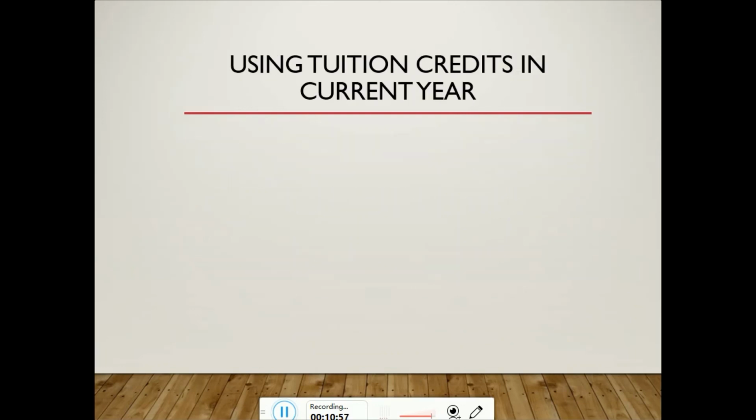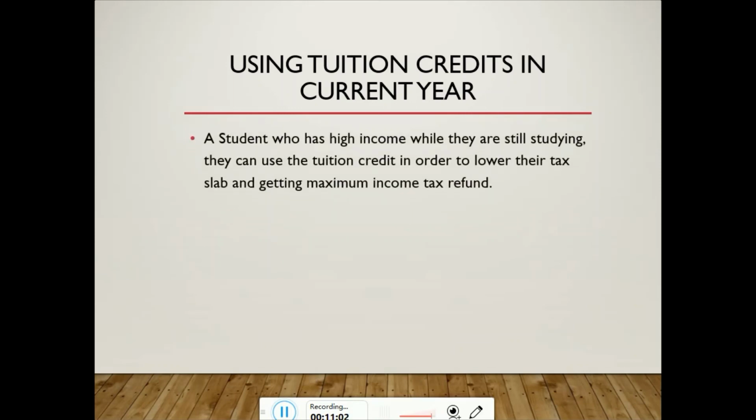Now you also have an option of using tuition credits in the current year, in the same year. If a student has high income while they are still studying, they can use the tuition credit in order to lower their tax slab and get maximum income tax refund. So if you remember, as I said, 12,000 was the basic personal amount. So if you are a student and you are working, if you had a co-op term or a good high paying part-time job and you made $15,000, you can use $3,000 of your tuition credit or tuition fee in the same year in order to lower your taxable income.